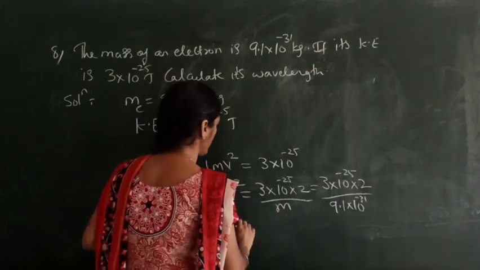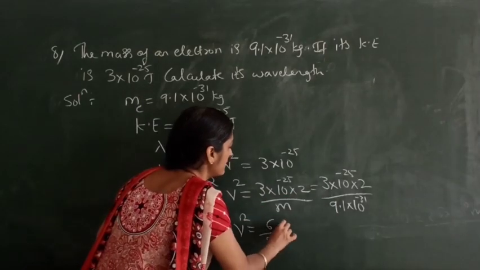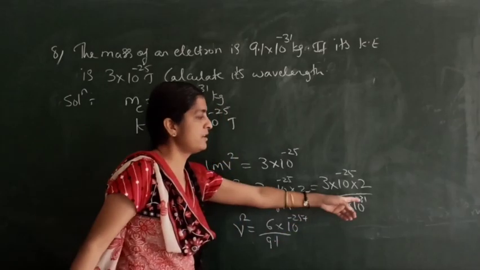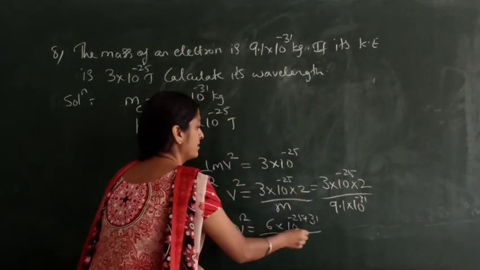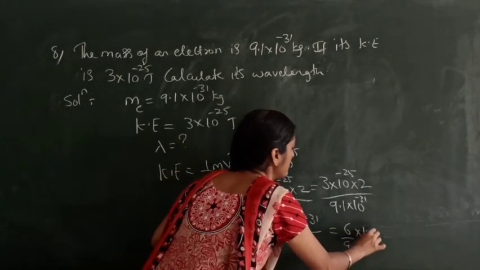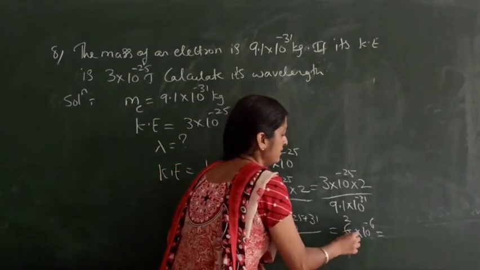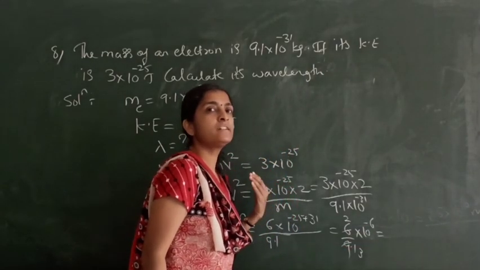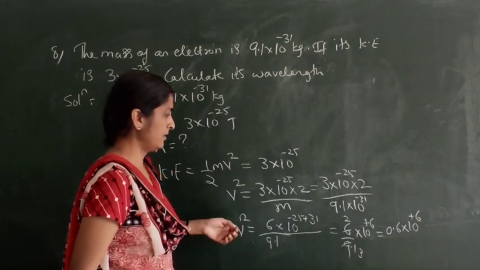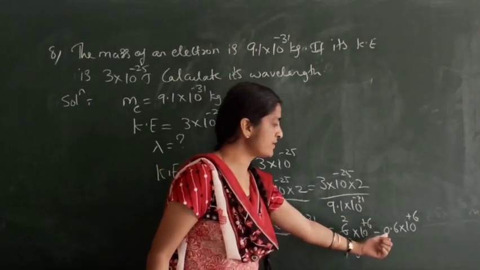So v square is equal to 3 into 2 is 6 divided by 9.1, and you take the power of 10 to the numerator, 10 raised to minus 25. When it goes to the numerator, the sign changes and becomes plus. Here it is 6 divided by 9, approximately. So 6 divided by 9, 3 2s are 6, 3 3s are 9, so 2 divided by 3 is 0.6. So 0.6 into 10 raised to minus 25 plus 31, which is 10 to the power 6. So v square comes out to be 0.6 into 10 raised to 6.